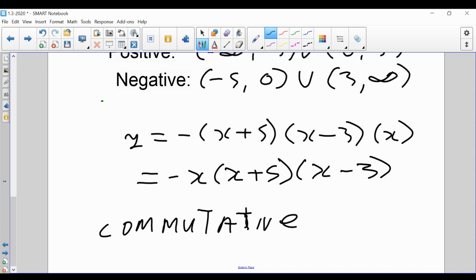Commutative just allows us to change the order in which we do something. So multiplication and addition are both commutative, whereas division and subtraction are not commutative, because the order in which you subtract makes a difference. The order in which you divide makes a difference.